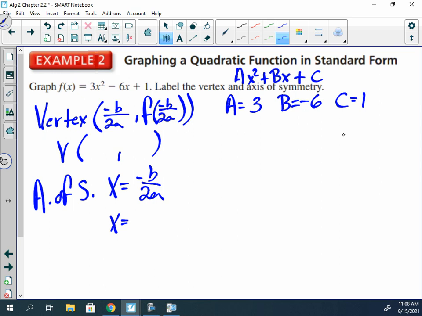So if I want to find the vertex, it's negative b over 2a. Well, negative, what is b? Over 2 times a, simplify, and we have the x value of the vertex. Because all I've done is plug in for a and b, negative b over 2a. Well, if we simplify this, negative 6 is 2 times 3 is 6, divided by 6 is 1. So the x value of the vertex is 1.